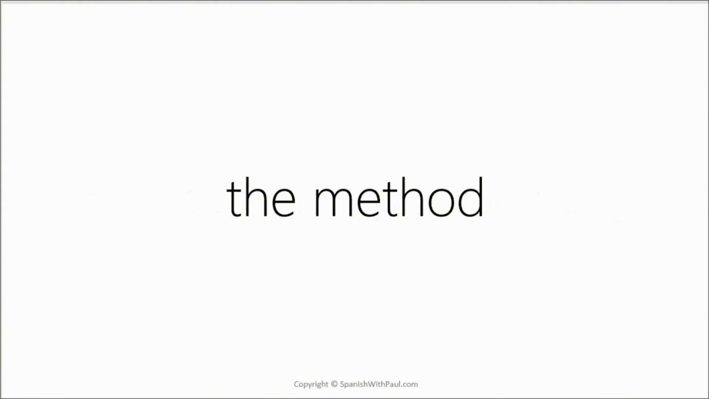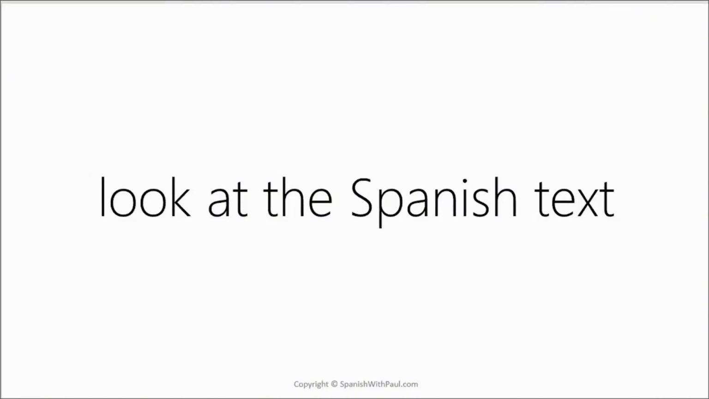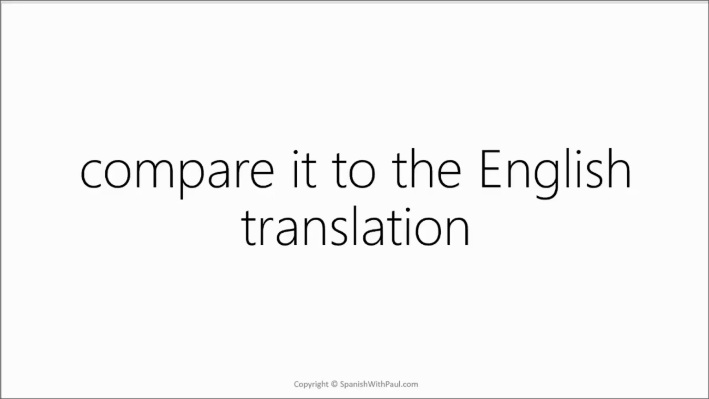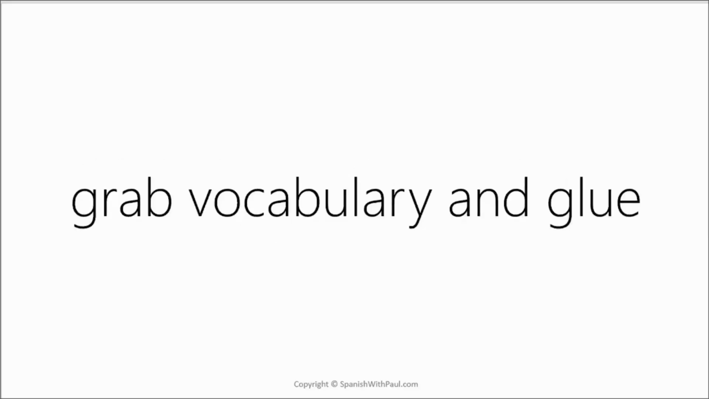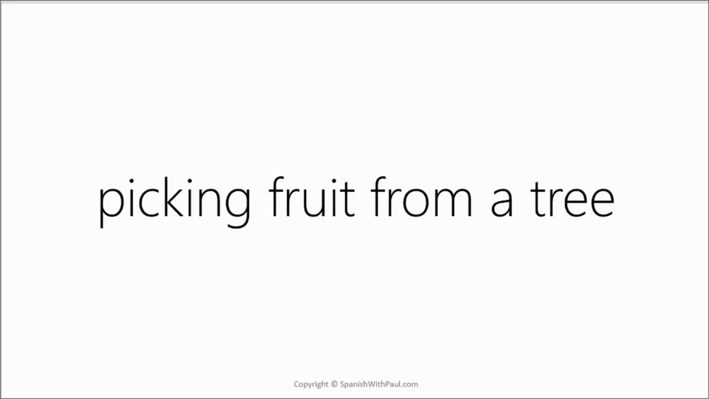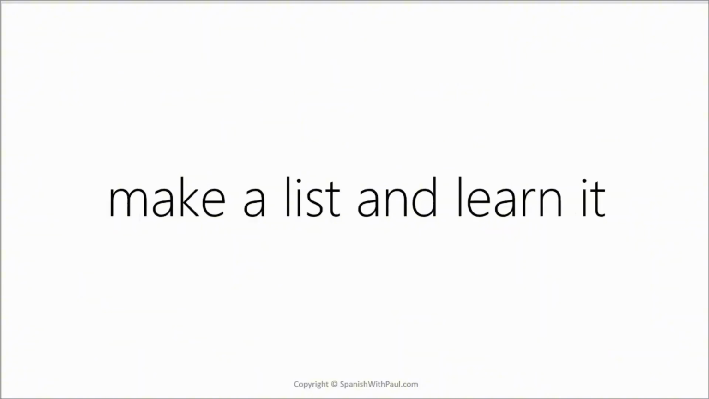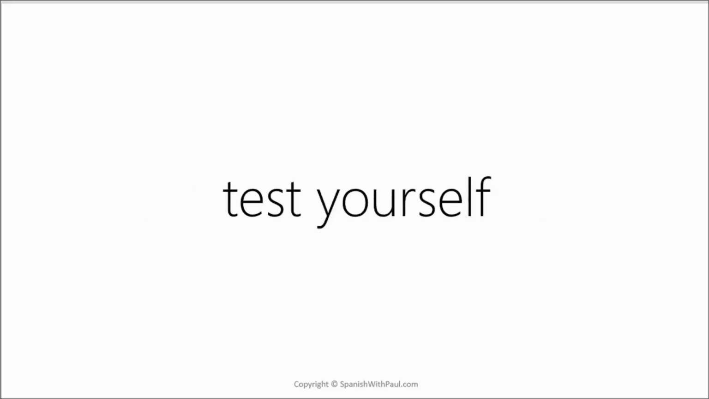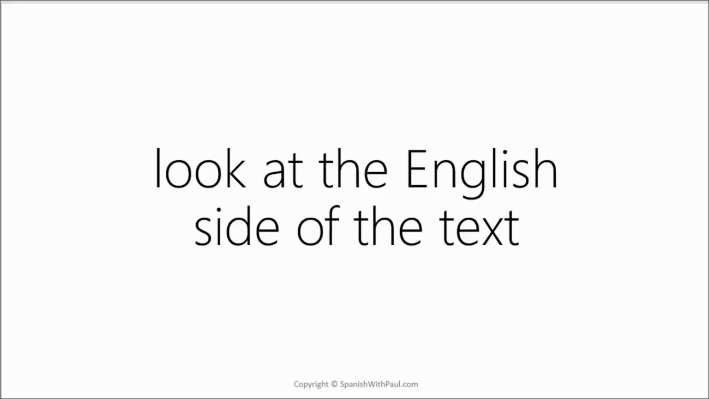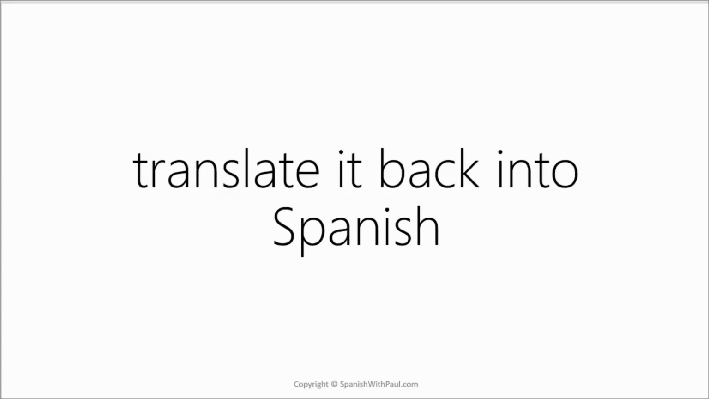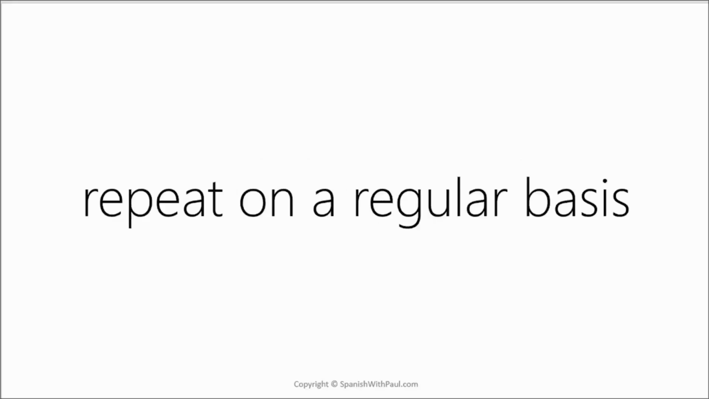The method that will follow is to first look at the Spanish text itself, and we'll compare it to the English translation. From there, what we want to do is grab as much vocabulary and glue as we can. It's kind of like picking fruit from a tree. From there, you're going to make a list of that vocabulary and that glue, and you're going to learn it. Then you'll go back and test yourself, this time looking at the English side of the text and trying to translate it back into Spanish. And this is something we'll do and repeat on a regular basis.